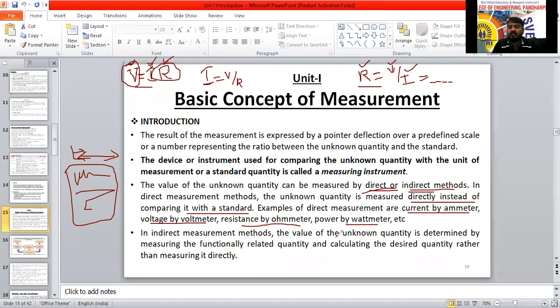In the indirect methods, the value of an unknown quantity is determined by measuring the functionally related quantities. These are functionally related: voltage and current. V equal to IR. One is unknown, the other two we know, so we can calculate easily from the functionally related quantities, calculating the desired quantity rather than measuring directly. That is called the indirect method. So the value of the unknown quantity can be measured by two methods: one is the direct method, another one is the indirect method.